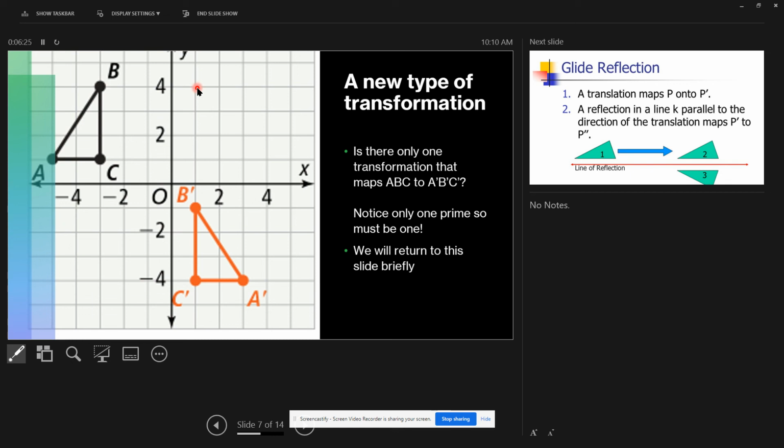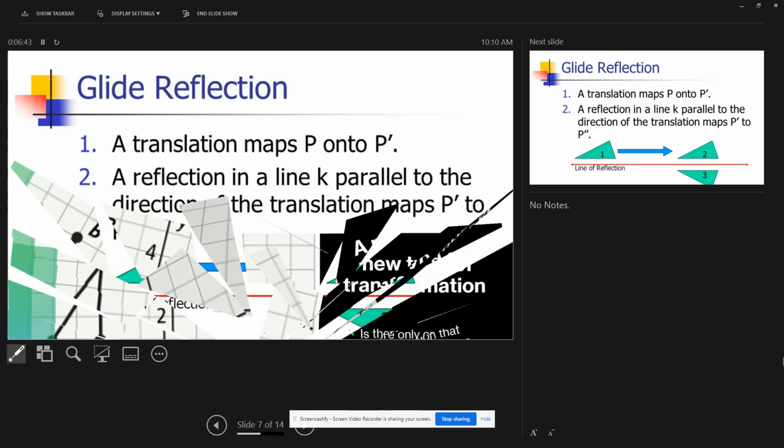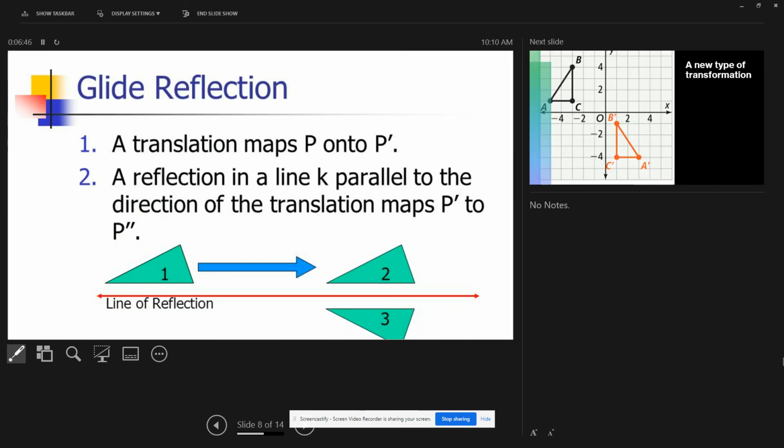A rotation would make it so B is done on top. In a translation, we can get B and C in the correct spot, but A would be in the wrong spot, so we can't do that either. So we're out of options of what we know at this point. So let's go ahead and look at the new aspect, which is the glide reflection.